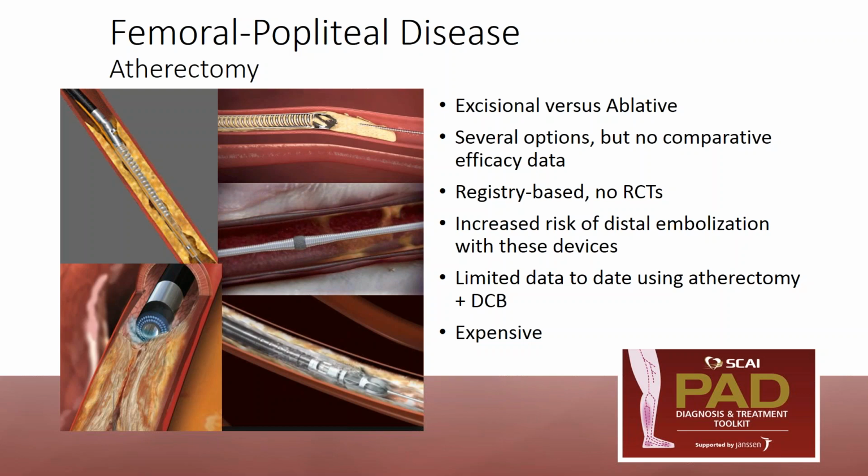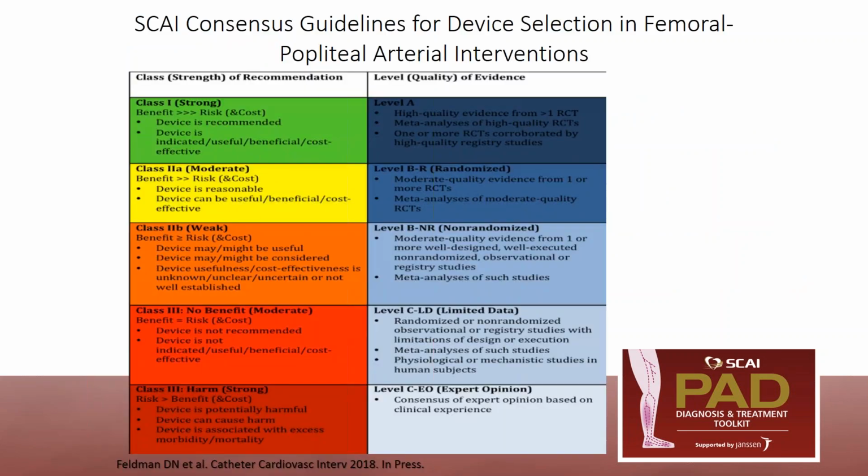There's very limited data to date using atherectomy plus DCB. I showed you the data earlier regarding the common femoral vascular bed, and there is no data showing benefit of atherectomy plus DCB versus DCB alone. And the big issue here is the cost. These devices can range anywhere from $2,000 to $5,000, increasing the cost of the procedure and healthcare delivery.